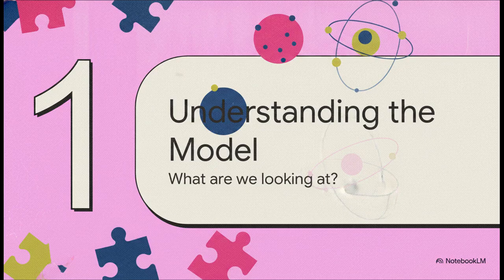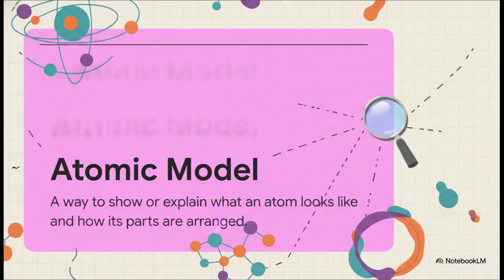Understanding the atomic model. So the absolutely crucial point to start with here is that an atomic model is really just a helpful visual tool. Scientists use it to map out the microscopic structure of matter. Because atoms are far too small to ever see, we have to rely on these visual representations to wrap our heads around how their parts are arranged.